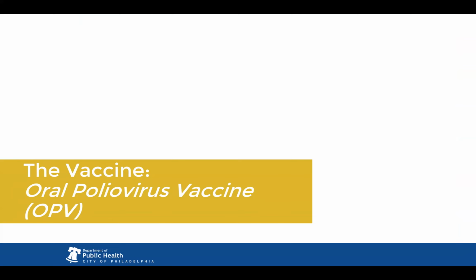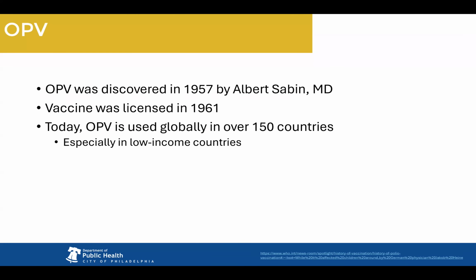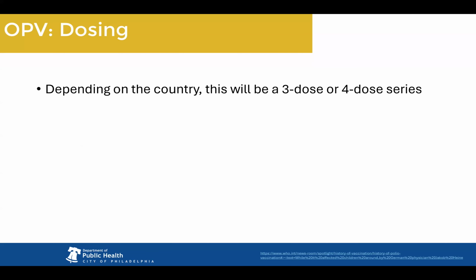The next vaccine is the oral poliovirus vaccine, also known as OPV. OPV was discovered in 1957 by Albert Sabin. This vaccine was licensed in 1961, and today OPV is used globally in over 150 countries. It is especially used in low-income countries. OPV dosing, depending on the country, will be a 3-dose or a 4-dose series.